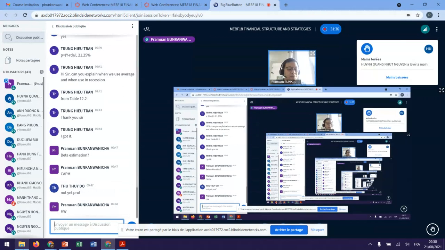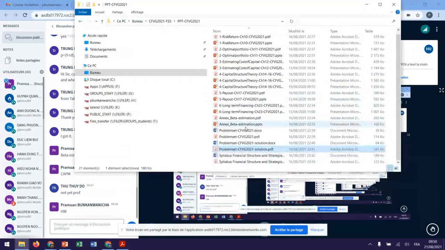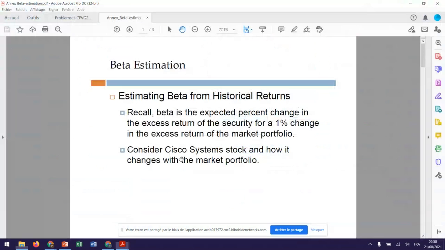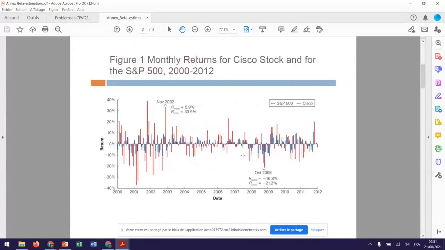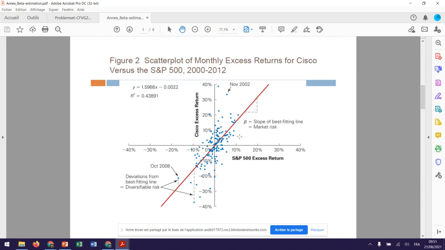So what you have to do is, I have the slide on the beta estimation. Basically, beta is the expected percentage change in the excess return of a security for a 1% change in the excess return of the market portfolio. For example, if I use the historical data of Cisco stock, you get daily or monthly returns over the period. You need two series of data: the data of Cisco stock and the data of the S&P 500. Once you have these, it's very straightforward.